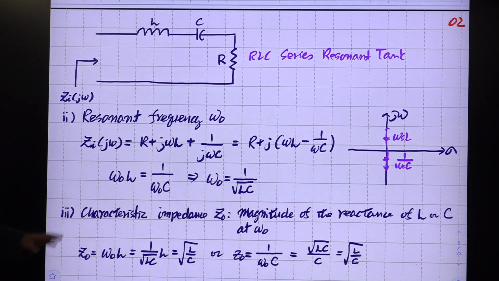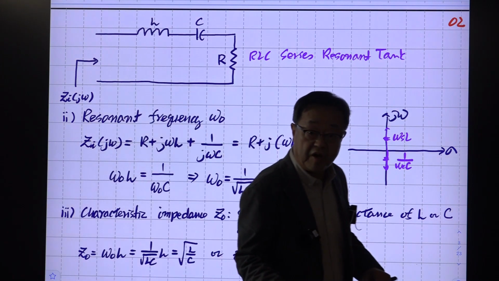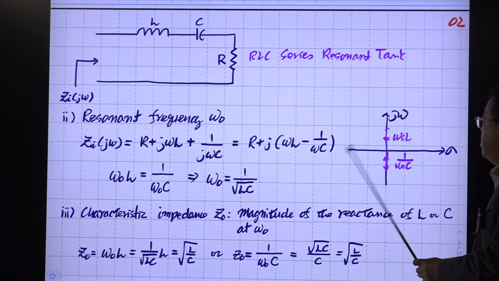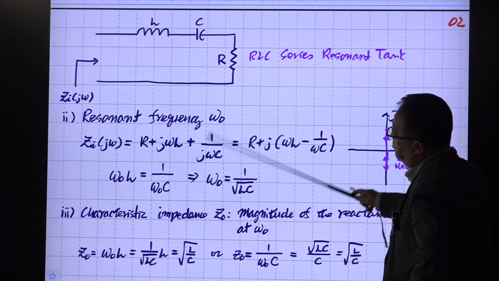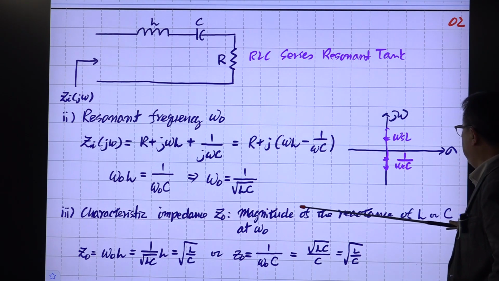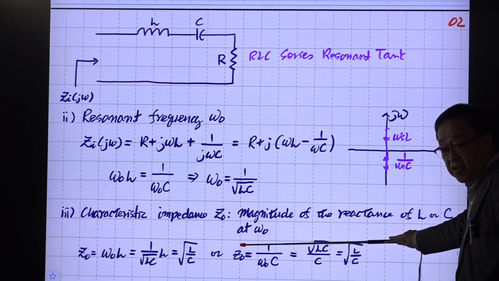Maybe some people use resonant frequency differently. I said that there should be a clear distinction between double pole frequency and resonant frequency. So this is the resonant frequency. Another concept is the characteristic impedance Z0, which is the magnitude of the reactance of L or C at omega naught, the resonant frequency.